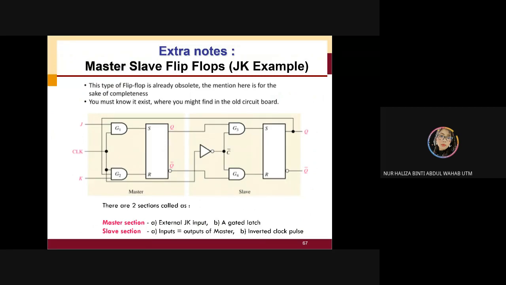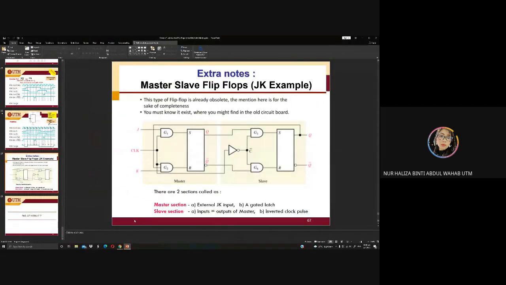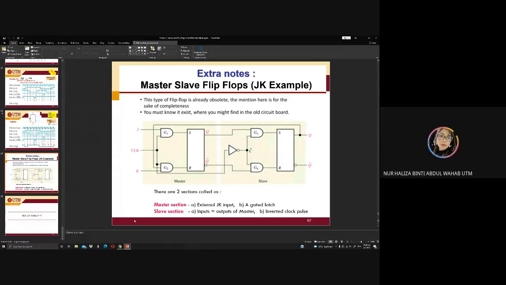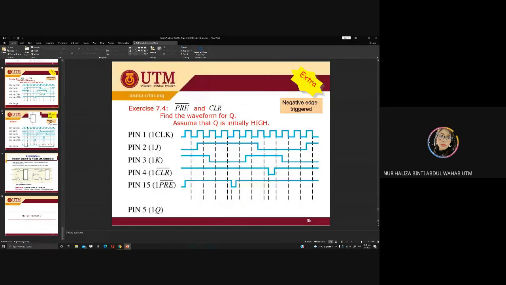Finished already with our module 7. So any question? Any question for your flip-flop and also your latch? So far good, Doctor. Okay, if there is no question, I want you to do all the exercises in the module. In the next class, we're going to proceed with our module 8.